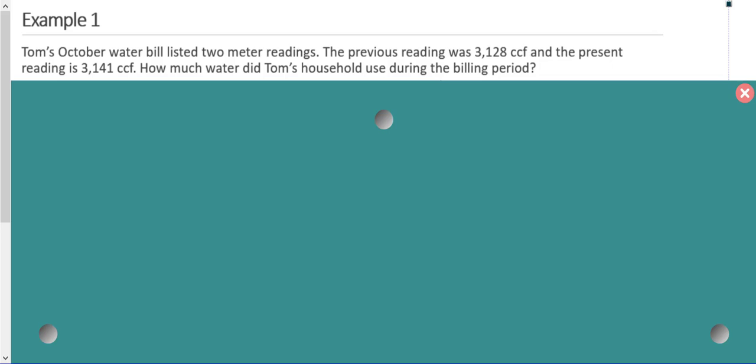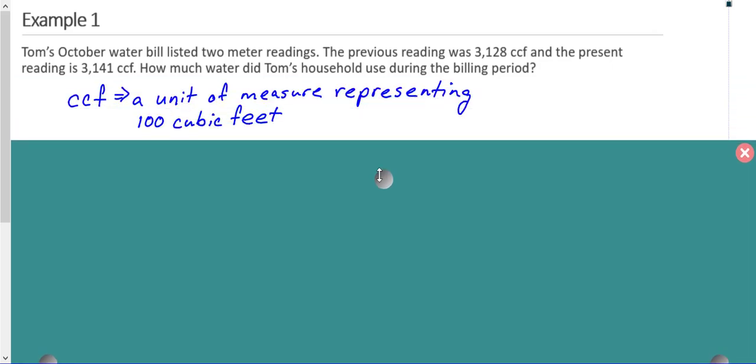Tom's October water bill listed 2 meter readings. The previous reading was 3,128 CCF, and the present reading is 3,141 CCF. How much water did Tom's household use during the billing period? The first thing you should know is that when we're talking CCF, we're talking a unit measure that represents 100 cubic feet. If you think back to your past math classes, when we're talking something that's cubic, we're talking volume. And that makes sense with water because water is not two-dimensional. It is a three-dimensional area holding the water.